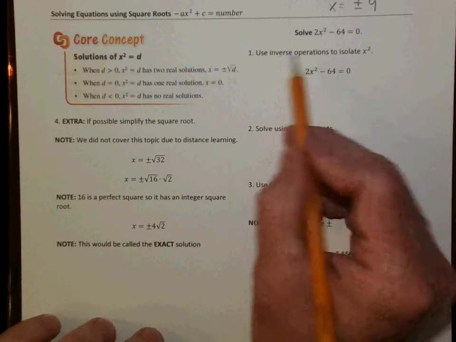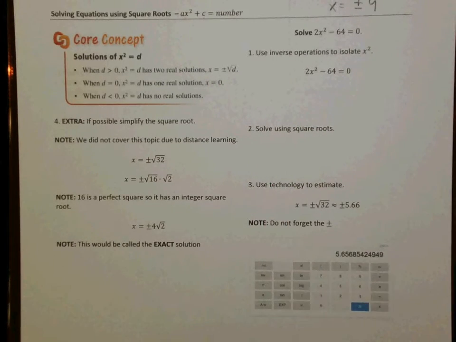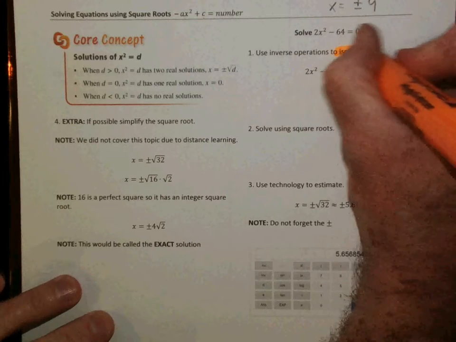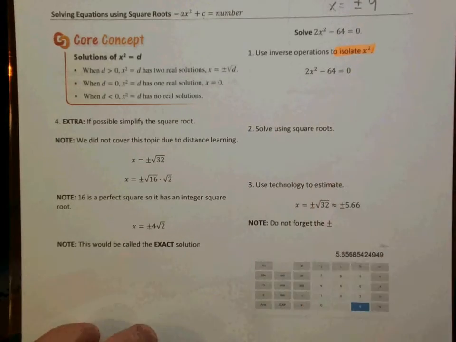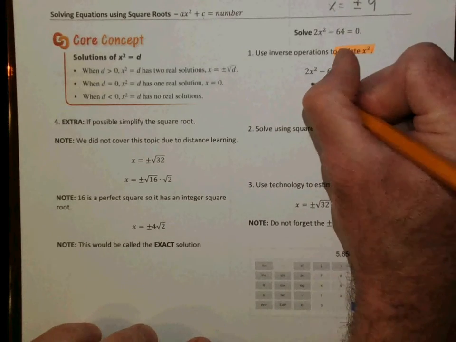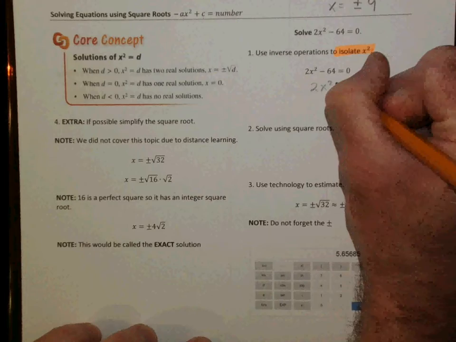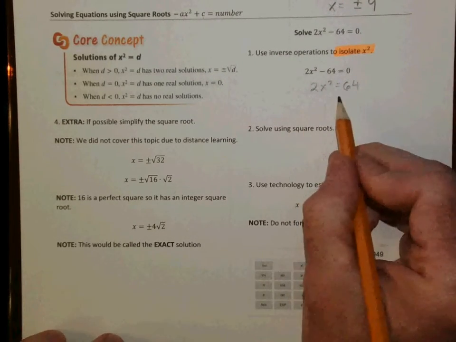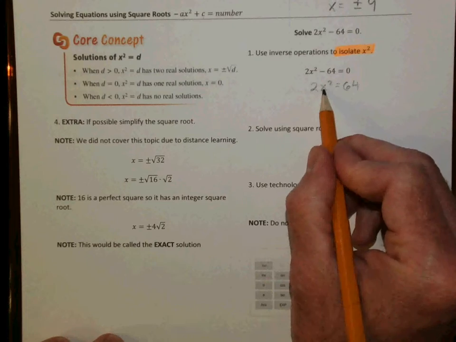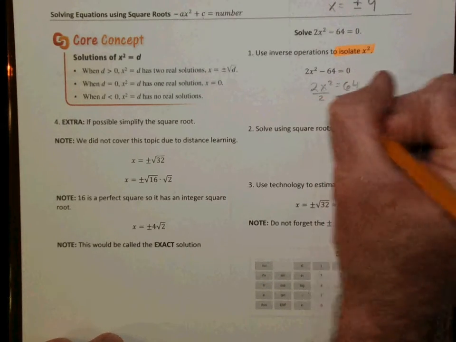The very first thing we're going to do is isolate the x squared. So get that alone. So here, 2x squared minus 64 is equal to 0. I'm going to add 64 to both sides and get 2x squared is equal to 64. And so now, in order to get the x squared alone, I'm going to divide both sides by 2.